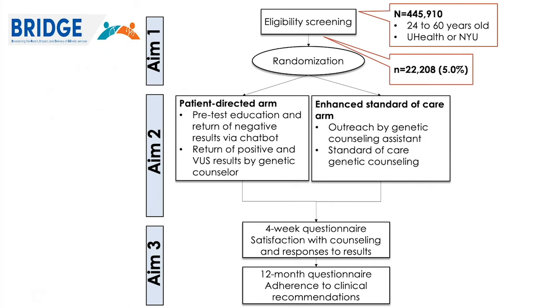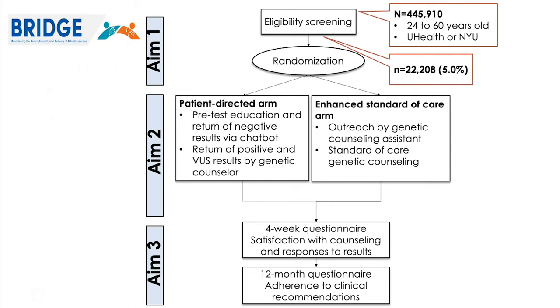For the trial, we are randomizing about 2,000 patients to one of two arms. The patient-directed arm is our intervention arm, and enhanced standard care is the control arm. The patient-directed arm uses an automated approach to genetics education, inviting people to the automated approach through the patient portal. As you can see, pre-test genetics education, as well as return of negative test results among people who decide to test, is done by a chatbot platform.